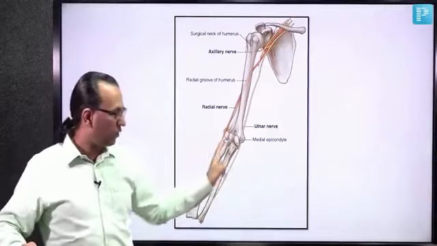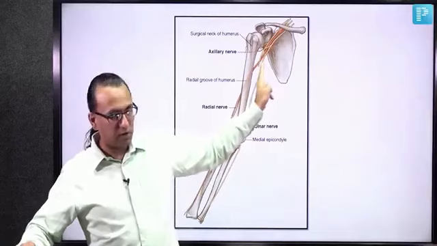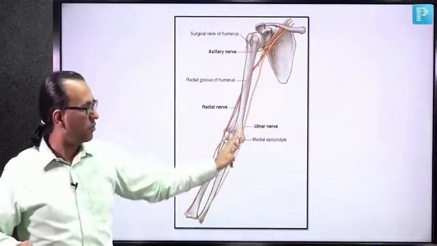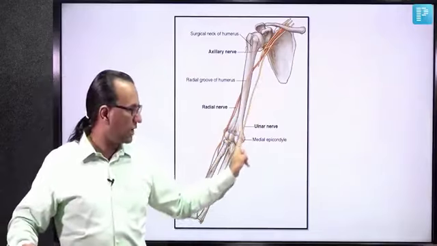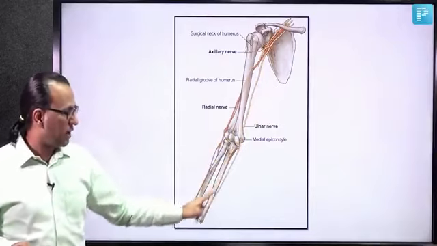One is cutaneous and one is the motor. Now, on the other hand, the medial cord of the brachial plexus continuing as the ulnar nerve will be passing behind the bone ulna, behind the medial epicondyle. So it is not a content of the cubital fossa. It keeps running with the ulnar bone.